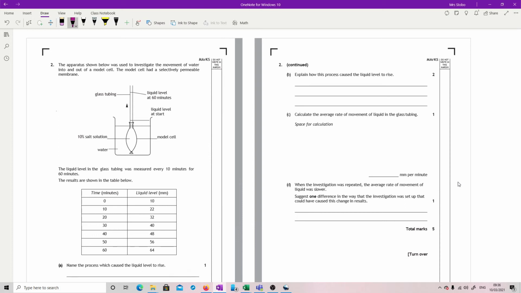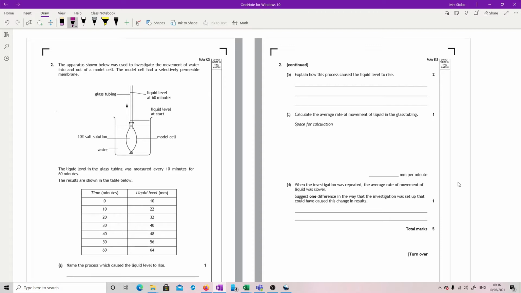Question two is an osmosis question. This is transport that we have. So what we've got here is a model cell. That's basically got a selectively permeable membrane. So this is something that will allow some things through but not others. We've got it hooked up to, or stuck into and attached, maybe with a rubber band or something, a really thin glass tube.